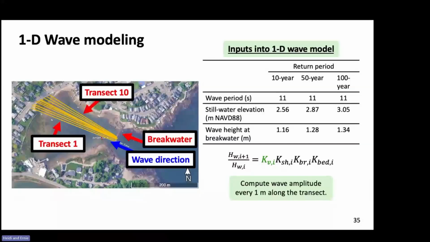Firstly is the vegetation drag. Second is shoaling due to the change in bathymetry. Thirdly is the wave breaking, mostly the depth-induced wave breaking. And lastly, it's bed friction. The product of each of these multiplied by the previous spatial step wave height will give me the wave height at the next step. And so I do this for every meter.